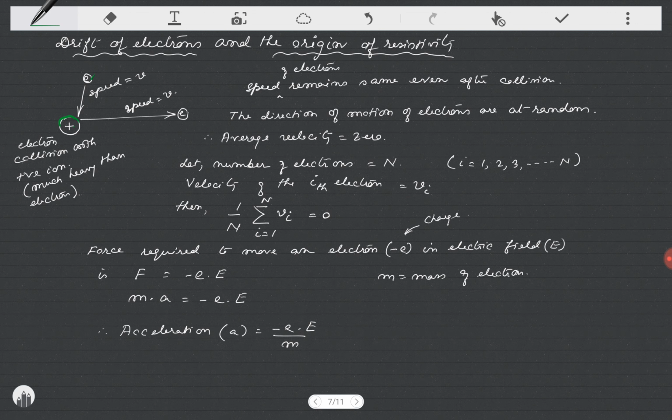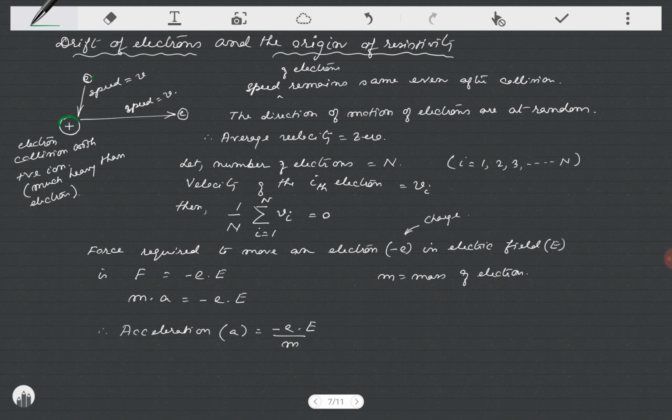Hello students. So today we will study drift of electrons and the origin of resistivity. We have studied in the previous class that an electron will suffer collision with the heavy fixed ion, but after collision it will emerge with the same speed but in a random direction.